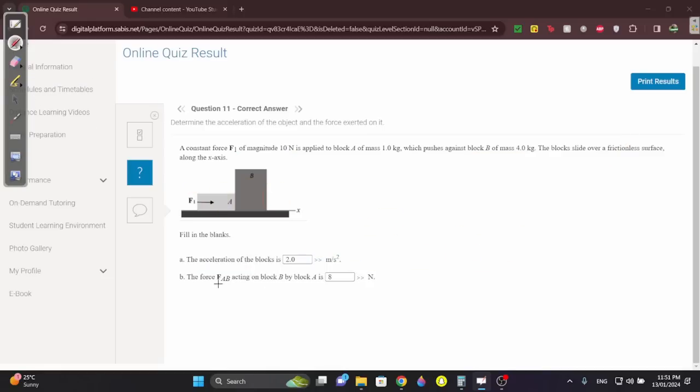Part B, the force FAB acting on block B by block A is how many newtons? Okay, we're only talking about the force acting on B. So what matters to us is block B. We're talking about the mass of block B. So when we want to calculate the force, F equals ma. The mass we're going to use is only block B, which is 4, with the acceleration we found, times 2. That gives 8 newtons. Okay.